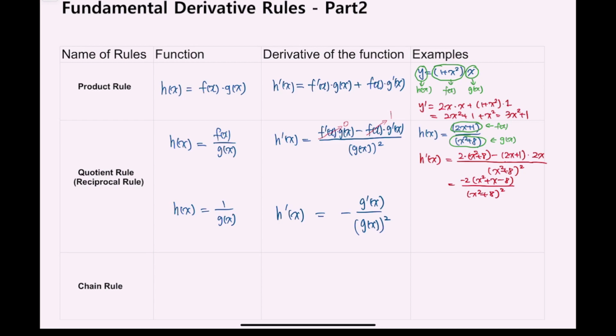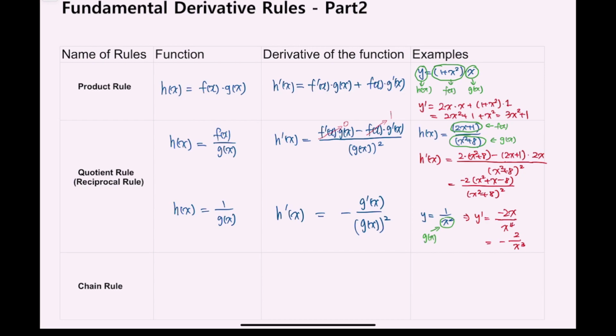Quick example of the reciprocal rule, say y is 1 over x squared, where g(x) is x squared, then y' is negative 2x, which is from g'(x), over x to the 4th power, which is g(x) squared. And after canceling one of the x on each side of the equation, we get negative 2 over x cubed.